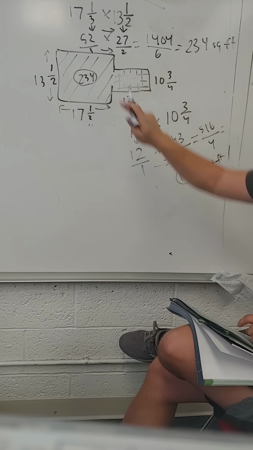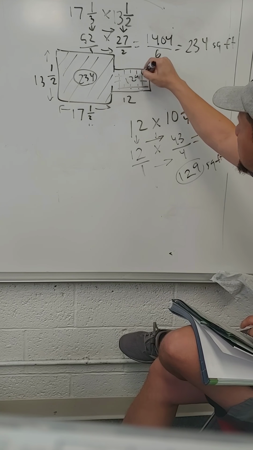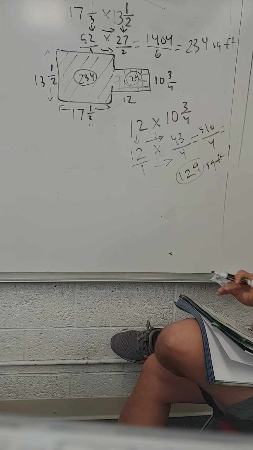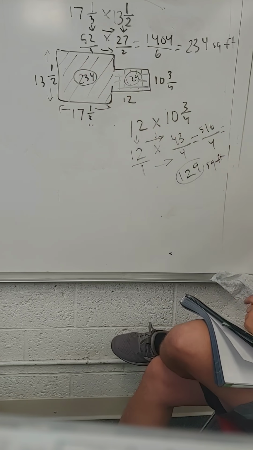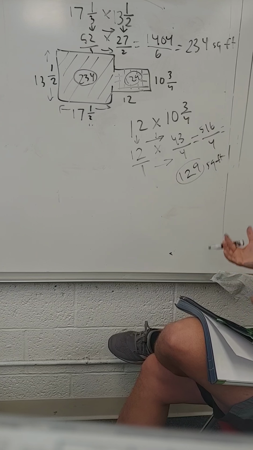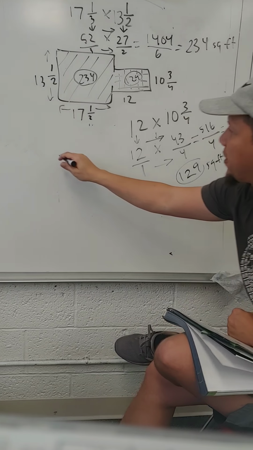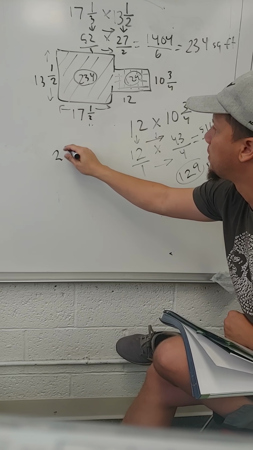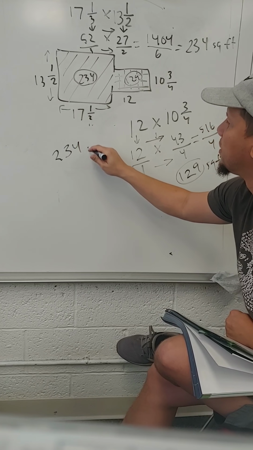So we found the area of this portion. We've now found the area of this portion. What do we do to know the area of all the space? You simply add them together. So we end up with 234. That's a funky 2.